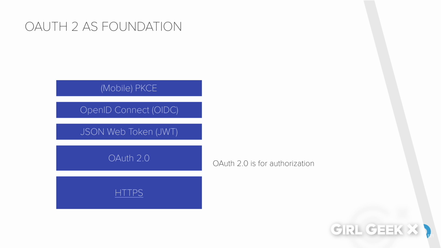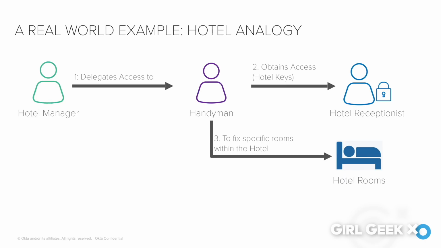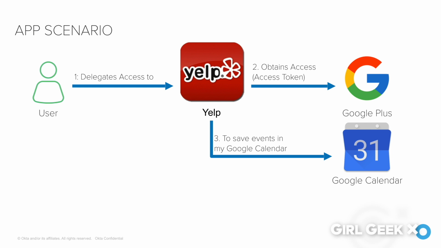Okay, so let's look at what that means, right? In a real scenario, I'm a hotel manager. I delegate access to a handyman who can get a key from the hotel receptionist to go clean my hotel room. So how does it look in app form? I'm a user, I delegate access to Yelp, so Yelp can go get my token, or a key, from Google, so Yelp can change content in my Google Calendar. So imagine I'm subscribing to an event, Yelp can now create an event or block an event in my Google Calendar.